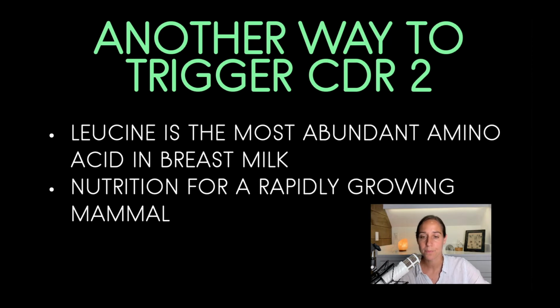Now, I mentioned leucine, and interestingly, and not at all coincidentally, leucine is the most abundant amino acid in breast milk. And of course, part of the purpose of breast milk is to provide nutrition for a rapidly growing infant. And so we see this link in nature between the amino acid that's present there and the cue and signal to grow.